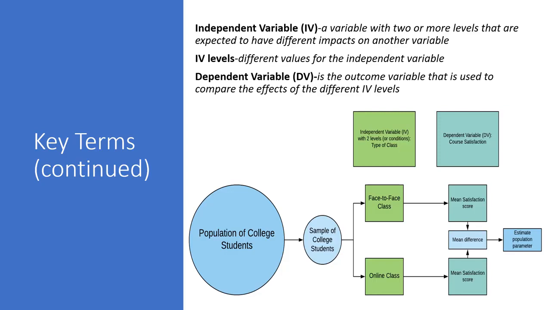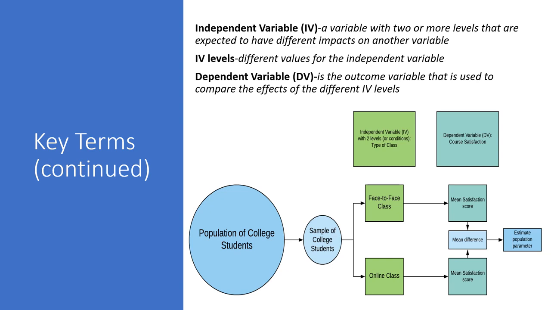And so we get a mean satisfaction score for the face-to-face group, a mean satisfaction score for the online group, and then we find the mean difference between those two. Which group had a higher mean? How far apart are they? That is the mean difference. That is called a sample statistic. Again, it's coming from the sample, the mean difference between these two groups. That sample statistic is supposed to represent a population parameter.